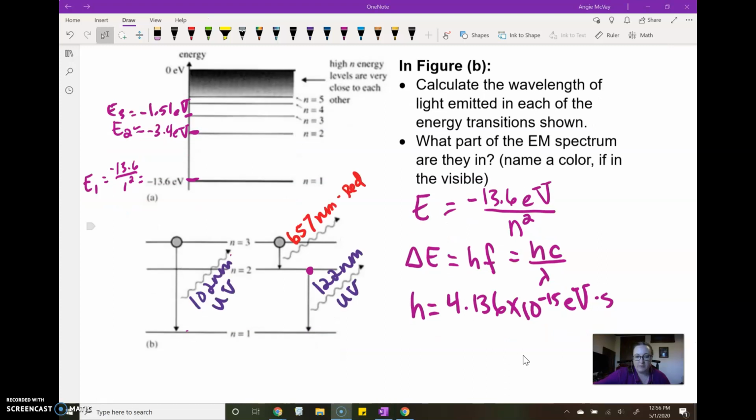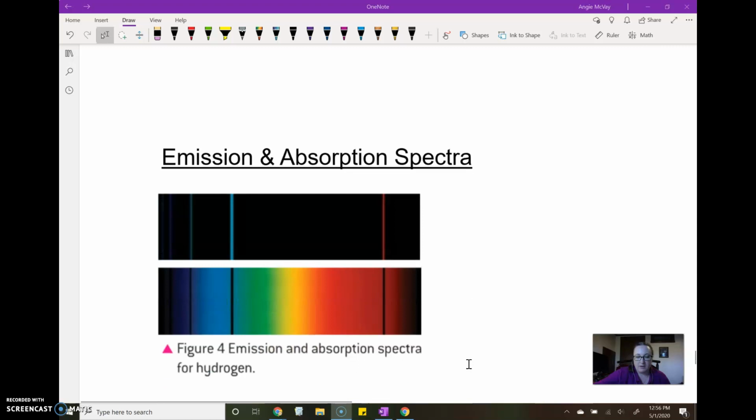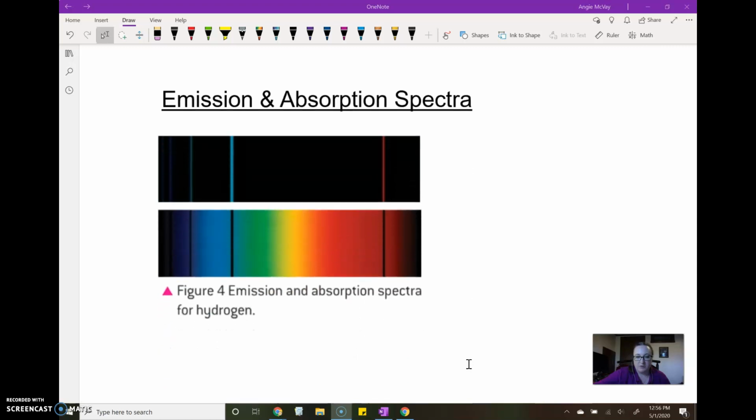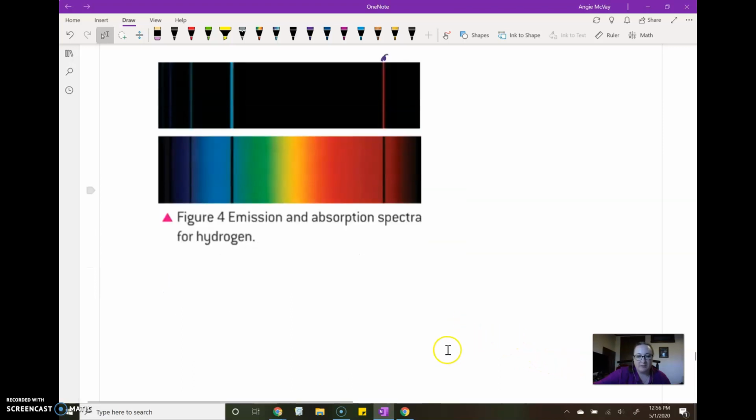All right, kiddos, those are the answers. From n equals 3 down to n equals 1 and n equals 2 down to n equals 1, you've got ultraviolet. And then 3 to 2, you should have gotten a red color emitted. Okay, finally, emission and absorption spectra. If we see dark places, that's where an electron has absorbed that energy from that wavelength of light. And a bright spot here is where it's emitting that wavelength of light. Okay?